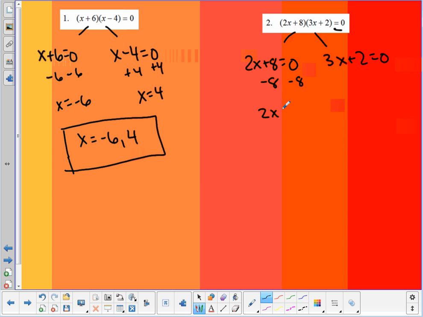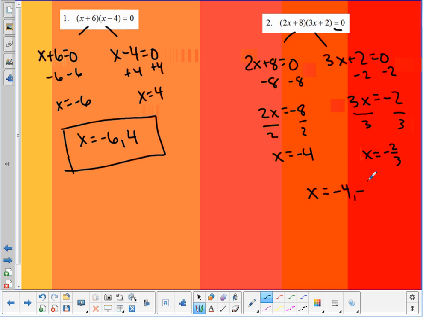So 2x is equal to 0 minus 8, which is negative 8, and then divide by 2, and I get x is equal to negative 4. Over here, subtract the 2, so I have 3x is equal to 0 minus 2, which is negative 2, and then divide by 3, and I have x is equal to negative 2/3. So my two solutions are negative 4 and negative 2/3.